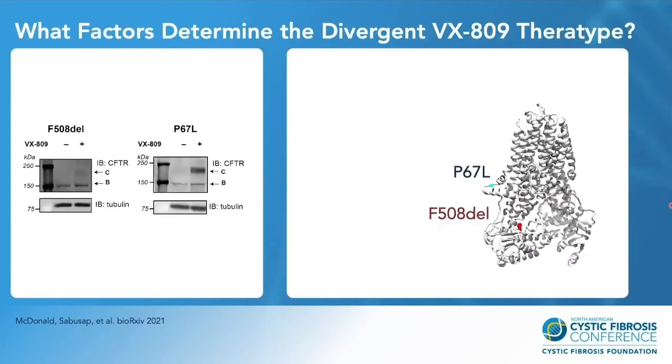So far, I just showed you data without the corrector drug. But the key question was, of course, what happens to the interactome when we add VX809, and what changes dictate this divergent corrector response? So through our multiplexing, we could directly compare the interaction changes in the same experiment now.